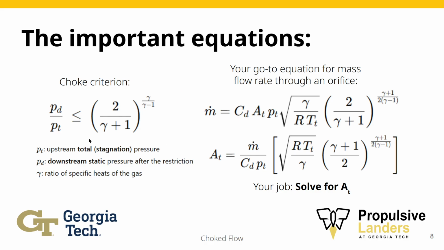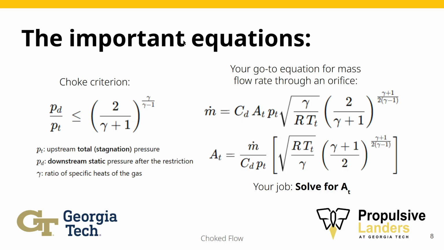Going over these equations in more detail, the choke criterion is mainly the term on the right, and it is a function of your specific heats, a value you can find using NASA CEA or NIST. Then your PD is your downstream static pressure, and your PT is your upstream total pressure. So you compute your choke criterion, and then you look at how the ratio of your system compares to that. If it's less, then yes, your flow is choked, and if it's not, then no, it will not be choked, and the equations on the right will no longer apply to your application.